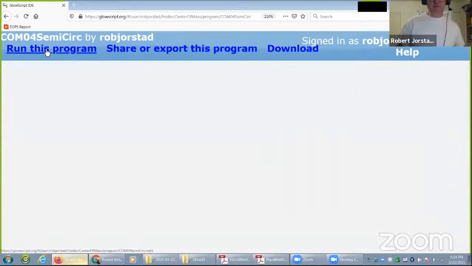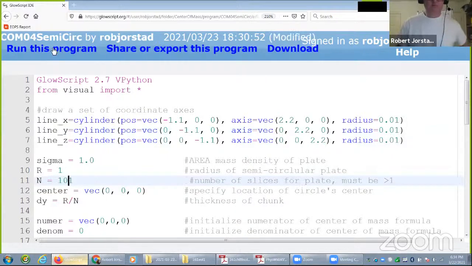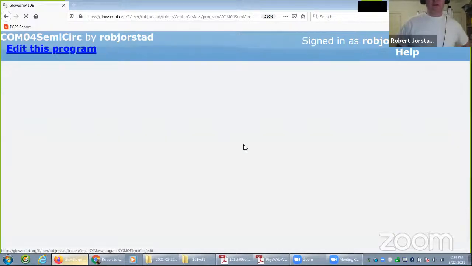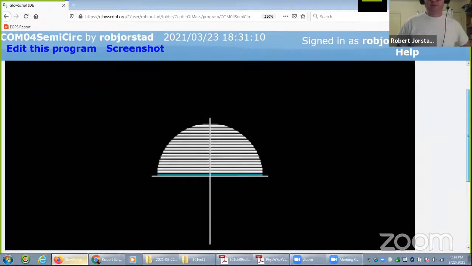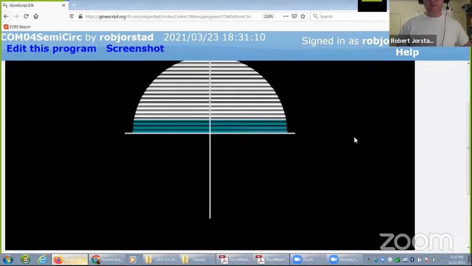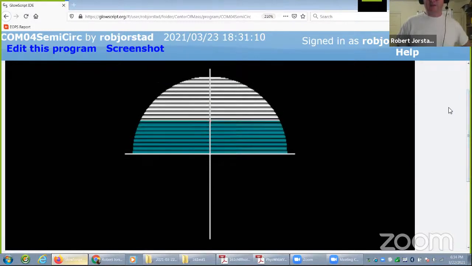And then let me do this too. Whatever. Let's jack this up to 101. And so when we run this thing, now we've got a whole bunch of these. It's looking very, very circular. This is the calculus process.